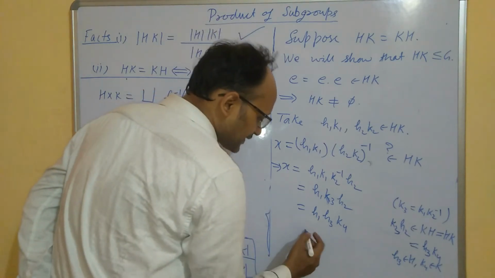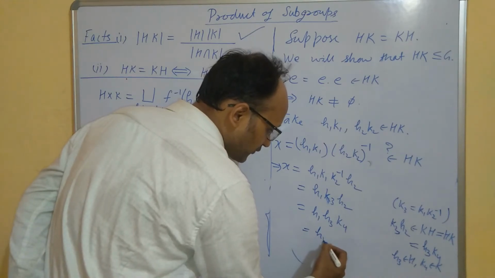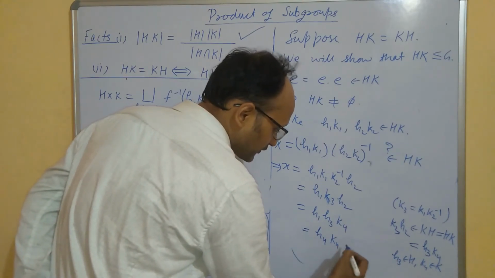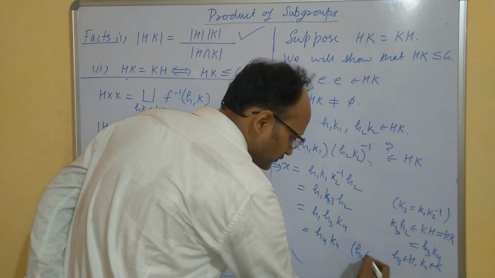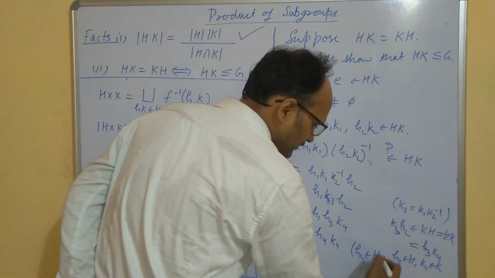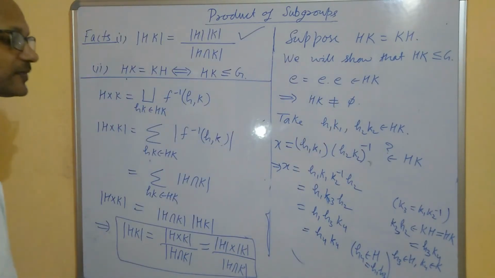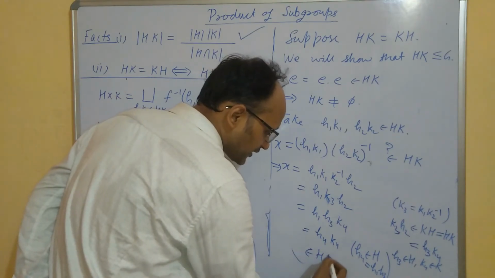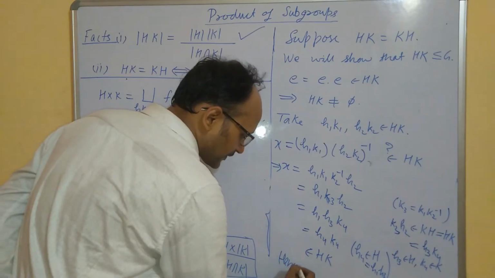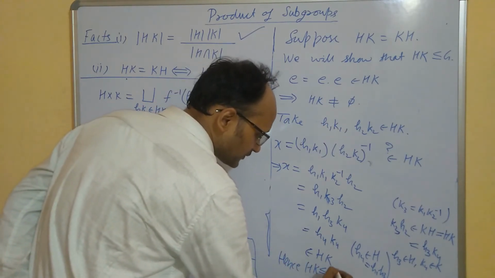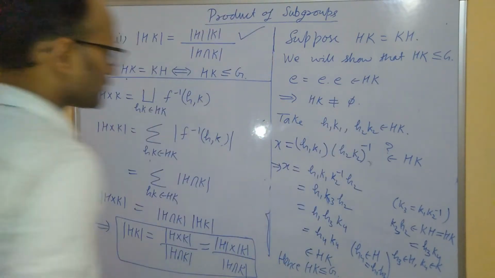Now H1 S3 is again an element of capital H, so let me write in place of H1 S3 as H4 K4. So H1 K4, where H4 belongs to H and is equal to H1 H3, so like this. So this means that this element belongs to HK, so hence HK is a subgroup of G. So if HK is equal to KH, then HK is a subgroup.